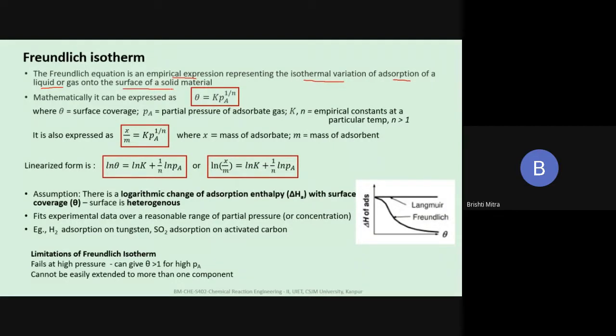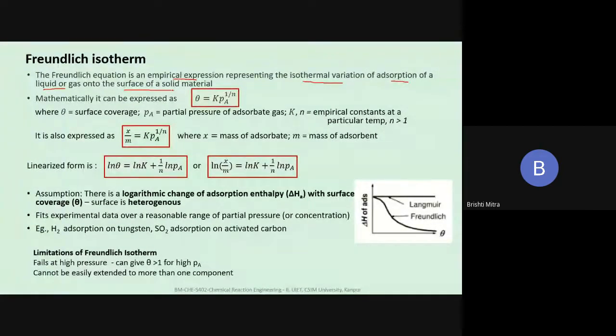And when we write out the expression relating the surface coverage and partial pressure, what we see is that theta is equal to K, which is a constant, into PA, partial pressure of the gas, to the power 1 by N, where theta is my surface coverage, PA is the partial pressure of the adsorbate gas, K and N are empirical constants at a particular temperature. They will vary when the temperature changes, and N is usually greater than 1.